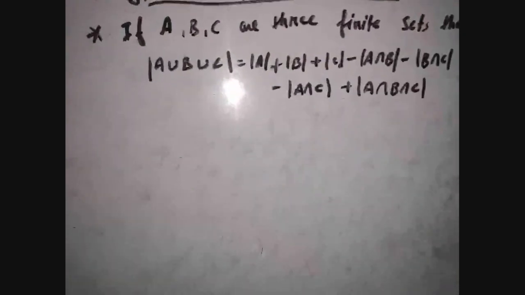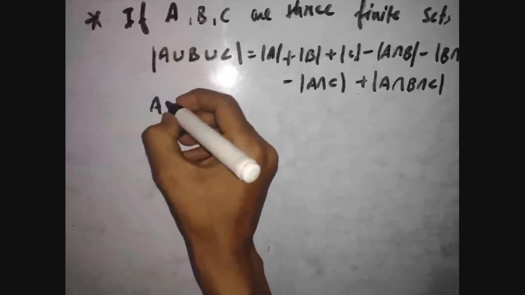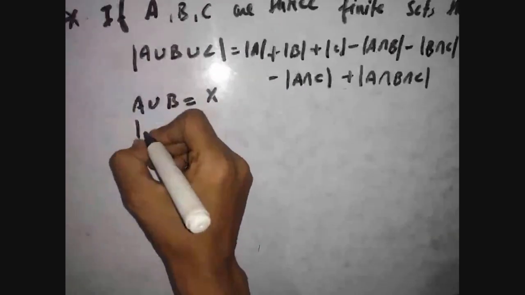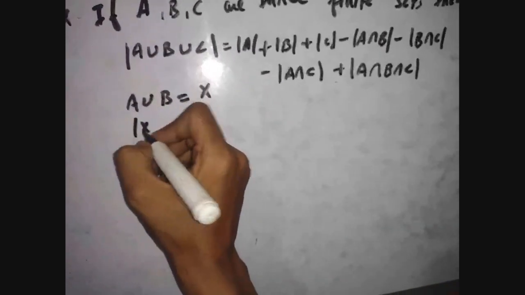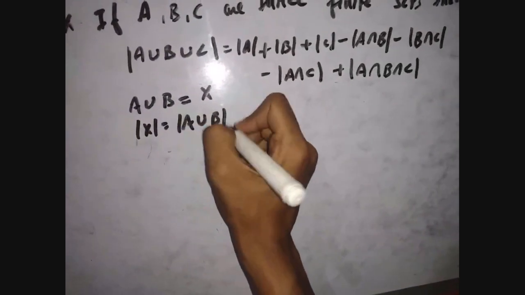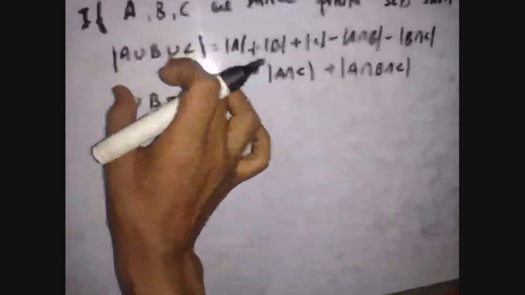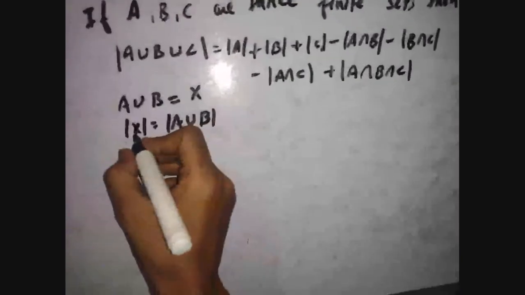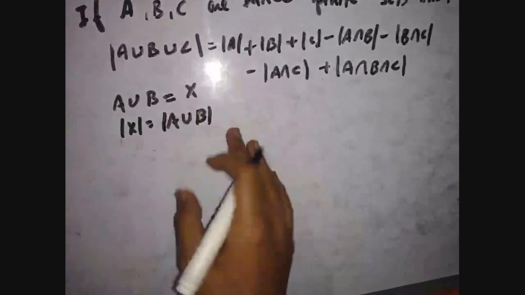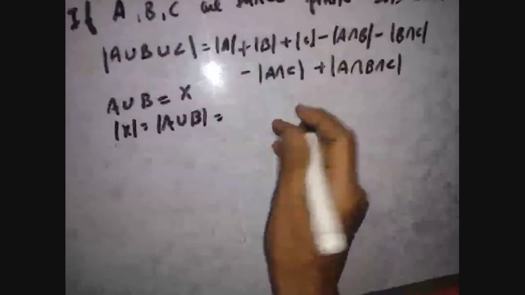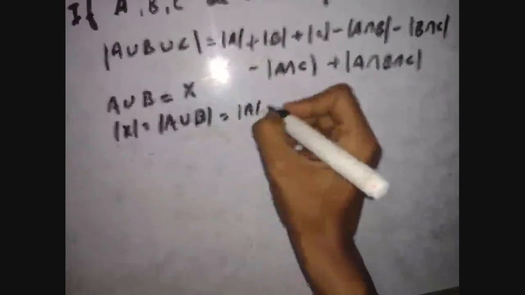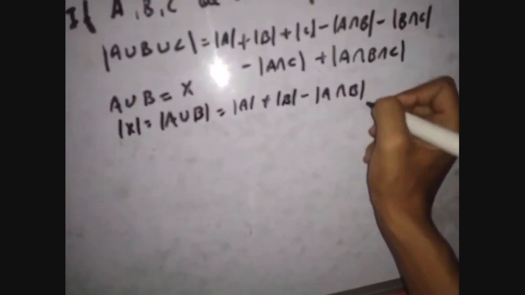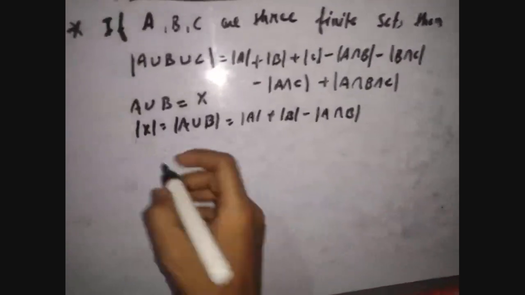So to reduce our effort, I'm just taking A union B as X. Therefore cardinality of X is equal to cardinality of A union B. Instead of always writing A union B, I'll just write X. So the number of elements in X will be the number of elements in A union B, which, as we learnt in our previous theorem, is the number of elements in A plus the number of elements in B minus the number of elements in A intersection B.